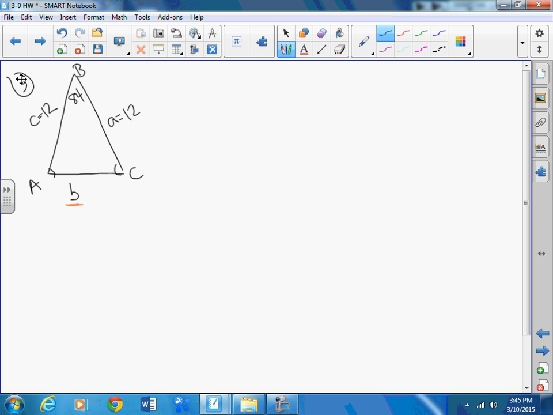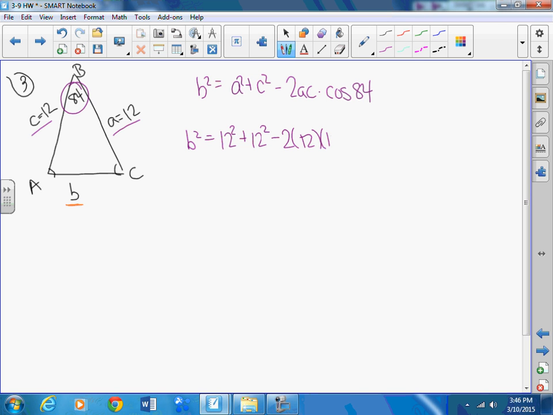Doesn't look as obvious maybe, but this is still perfect for the law of cosines. You get 2 sides and the included angle. So B squared will equal A squared plus C squared minus 2AC times the cosine of 84. And you might be thinking, cosine of 84, I don't know the cosine of 84. Well, in the problem it says to round to the nearest tenth, so obviously this is going to be a little weird. So B squared will equal 12 squared plus another 12 squared minus 2 times 12 times 12 times the cosine of 84.